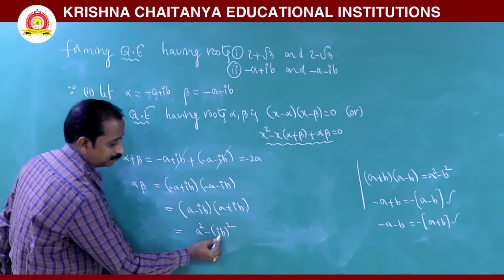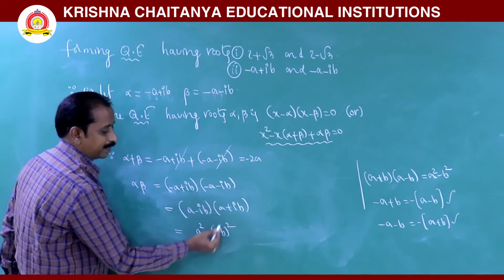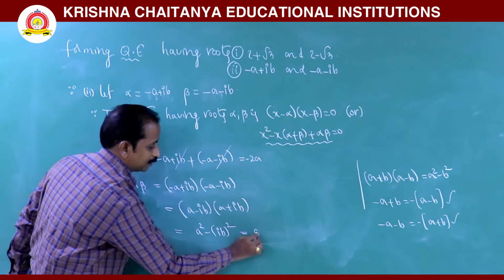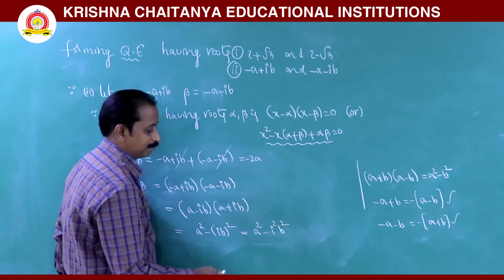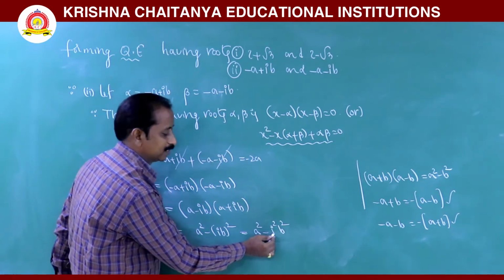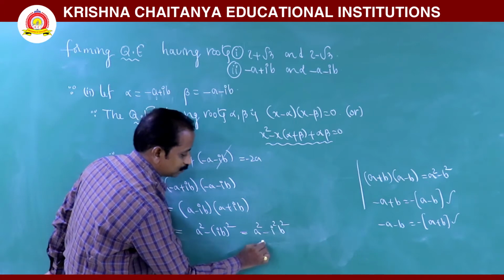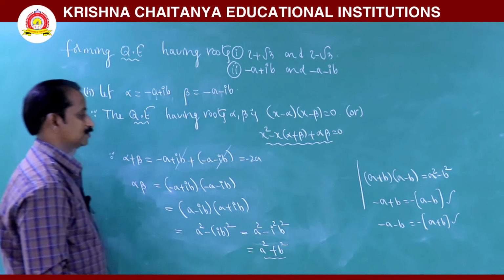Now it is in the form (ab) whole power m, which is a power m into b power m. So we can write a square minus i square into b square. But we know that the value of i square is nothing but minus 1. So a square plus b square. So this is the product of the roots.